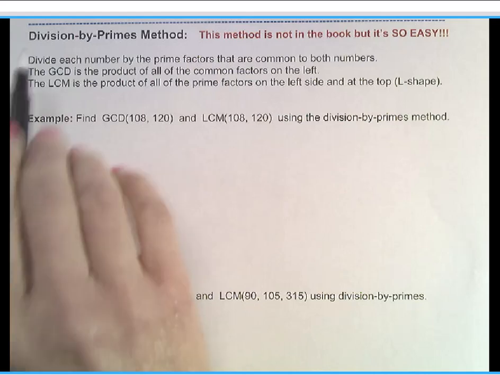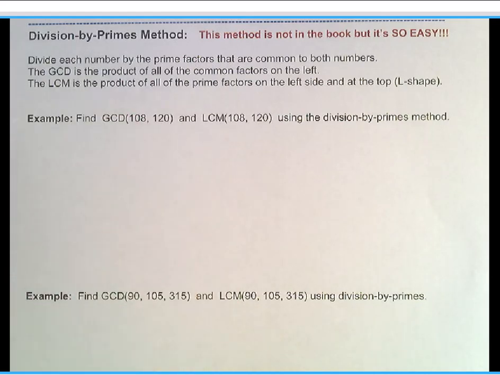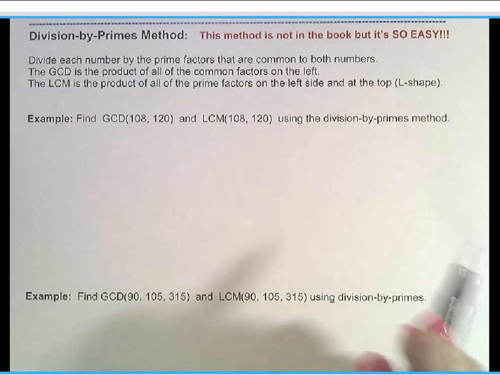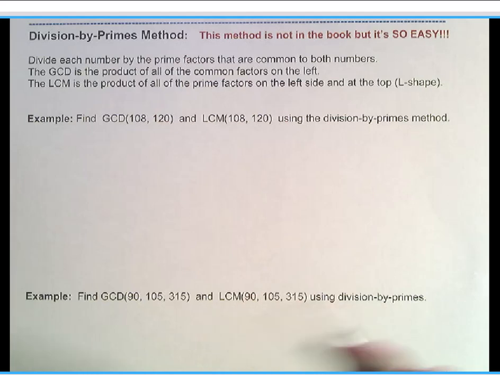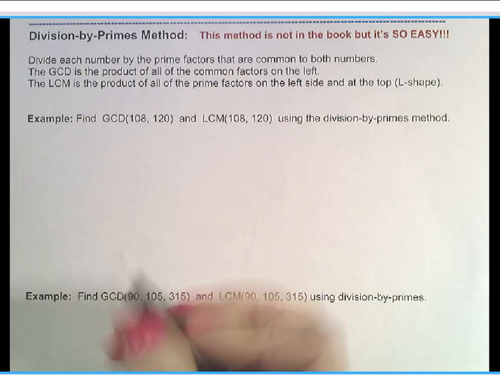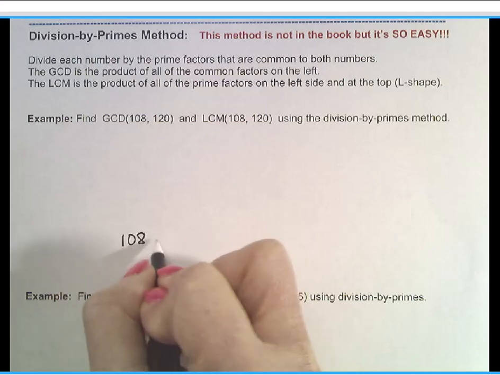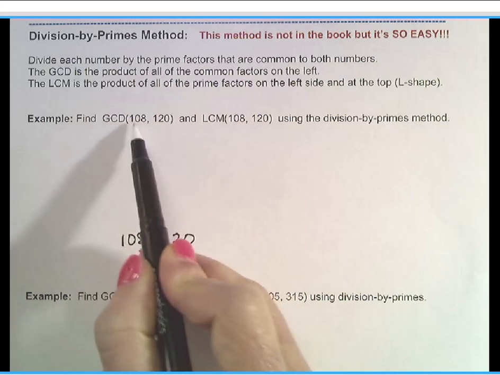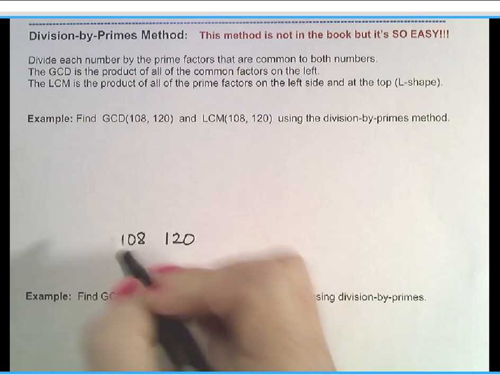So we're going to divide by prime numbers. That's the big kicker. You do need to divide by prime numbers that are common to both. And then I'll show you once we're done with it how you get the GCD and the LCM. So it's kind of like we saw division by primes as another alternative to factor trees. So this is very similar to that. So you're going to come down kind of towards the bottom of the space you have provided, and you're going to write down both of the numbers. We're going to find the GCD of 108 and 120 and the LCM of 108 and 120.